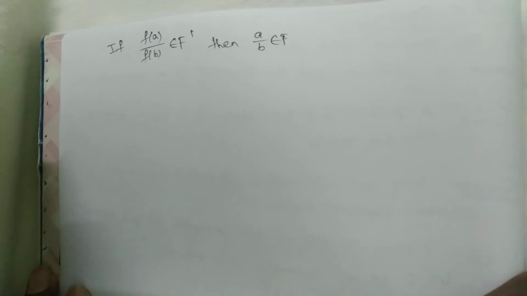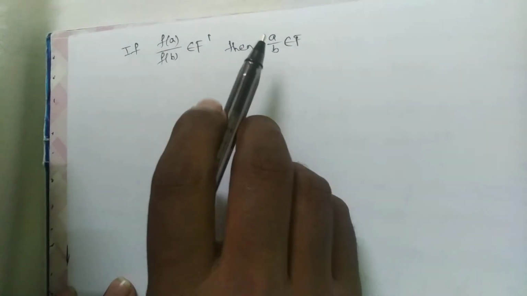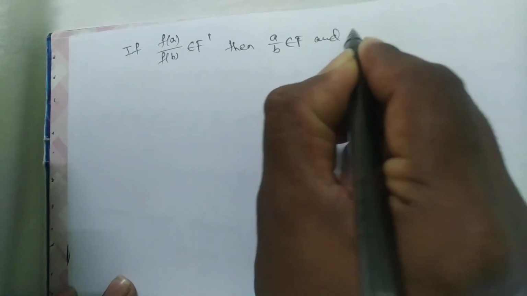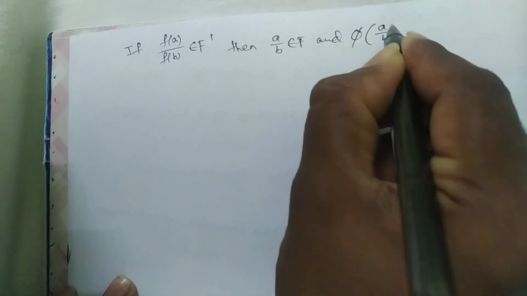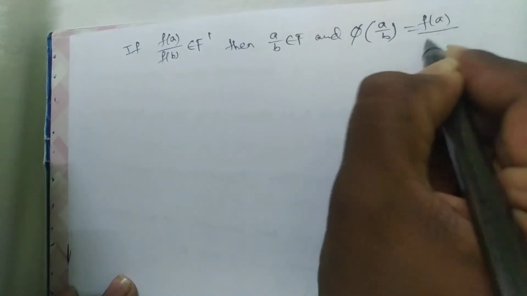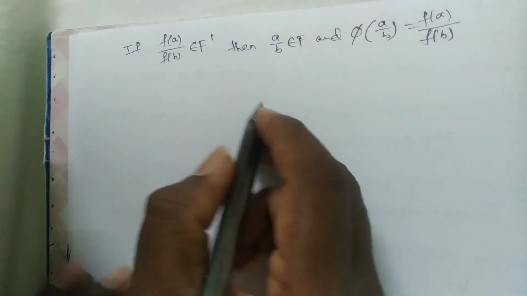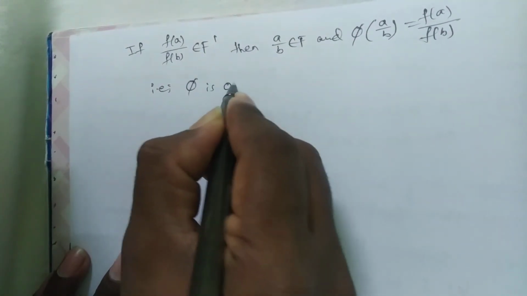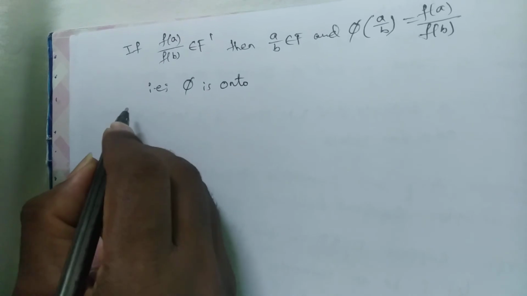If f of a by f of b belongs to F dash, then a by b belongs to F, and pi of a by b equals f of a by f of b. That is, pi is onto.